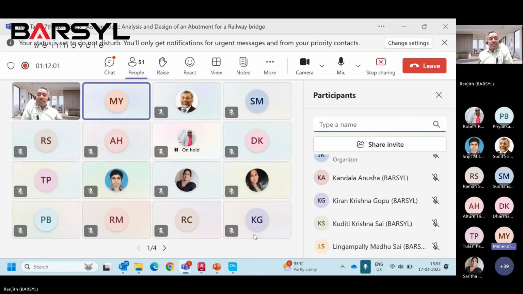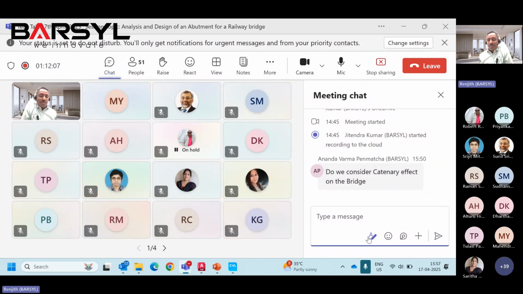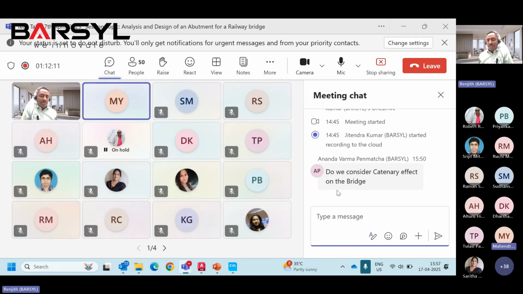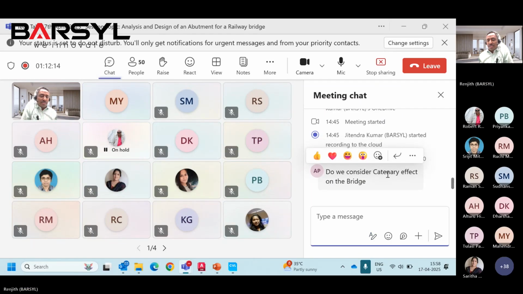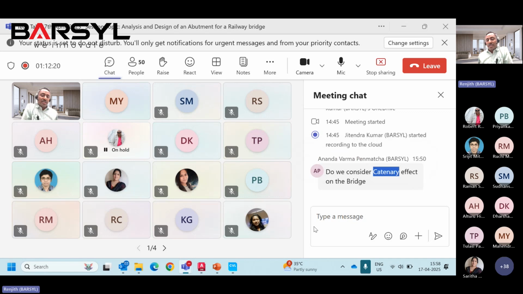So there is one question posted by Anand sir on the chat. Do we consider catenary effect on the bridge? That question is regarding the superstructure. We were explaining the design of a substructure only. The superstructure part is different, and we are talking about the substructure. Substructure is the part of the bridge which is supporting the superstructure. This will be taken care of in the analysis of the superstructure.